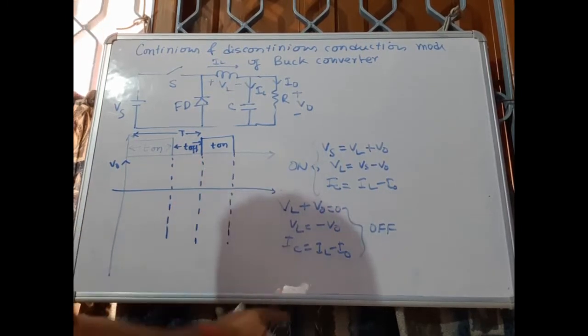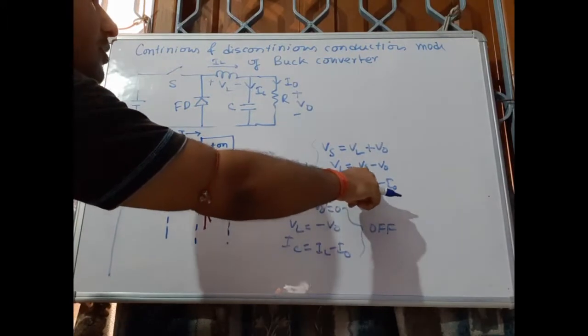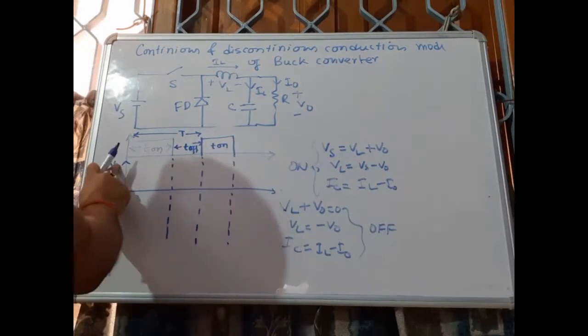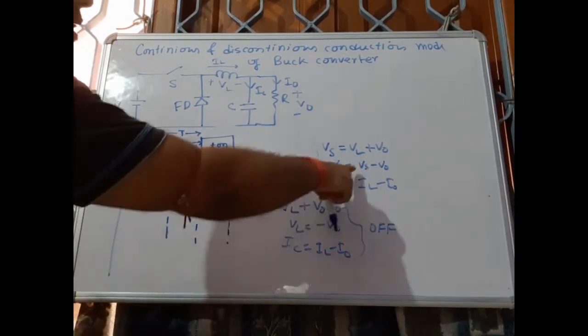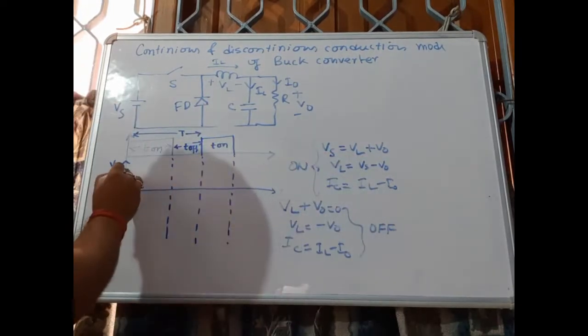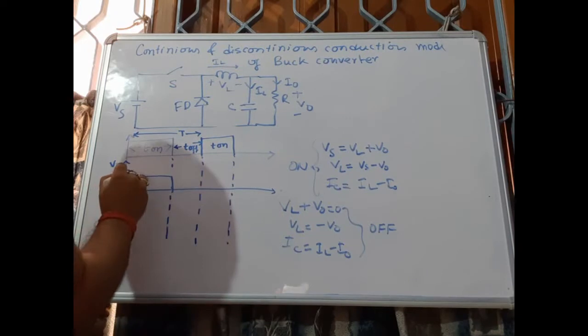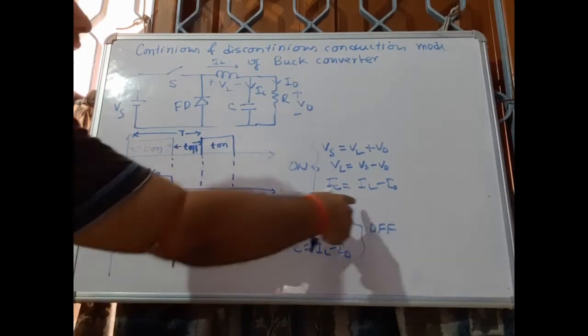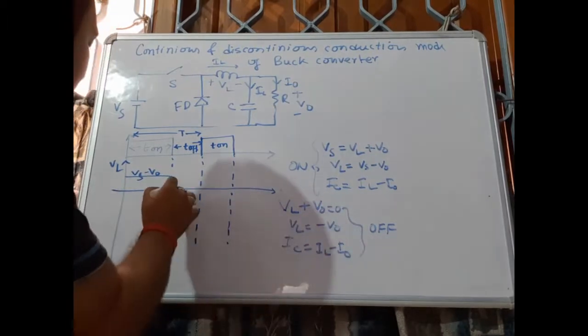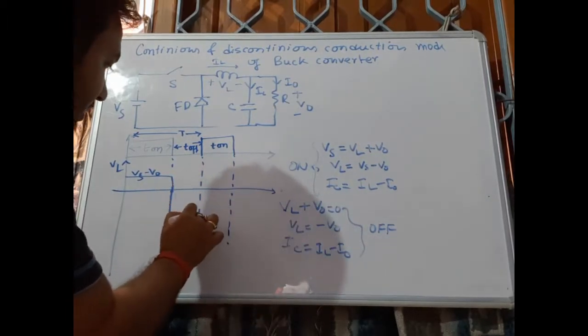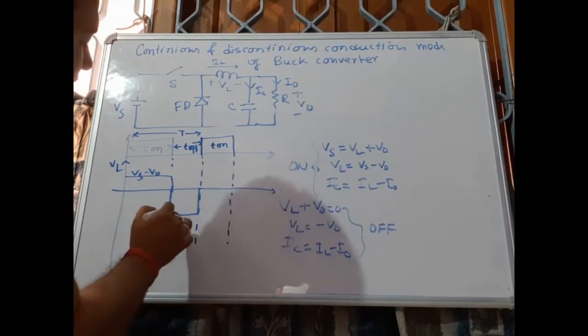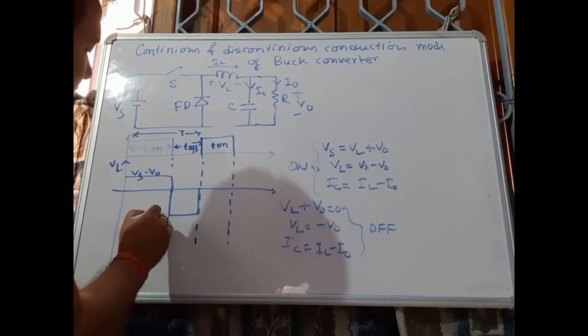I plot VL here: VL equals Vs minus V0. So it can be considered as this much, this is Vs minus V naught, and for T off, VL equals minus V naught. So this can be considered like this, this is minus V naught.